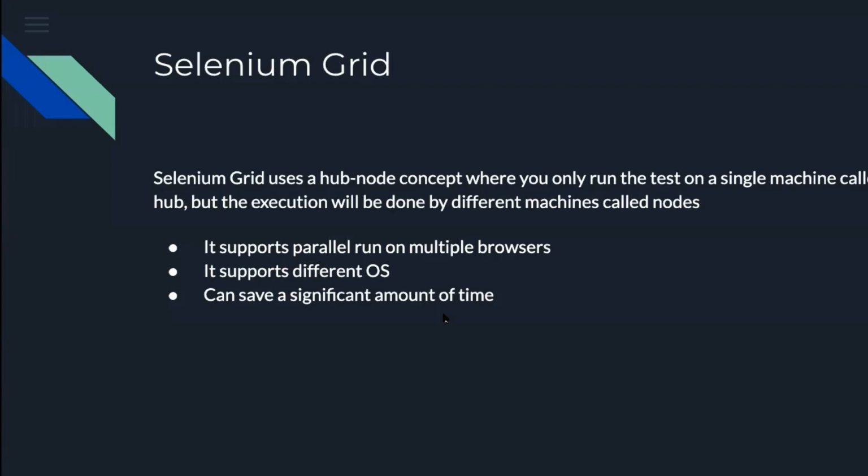For instance, let's say I want to run the same test on Internet Explorer, and at the same time I want to run it on Firefox to see if there is any kind of difference between those two browsers. I can use Selenium Grid. Instead of running it one by one, I can run it in a parallel mode.